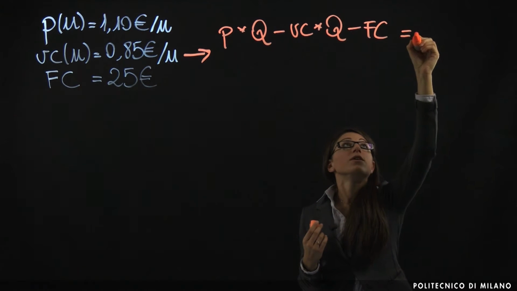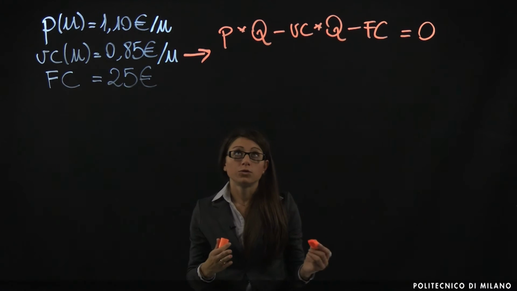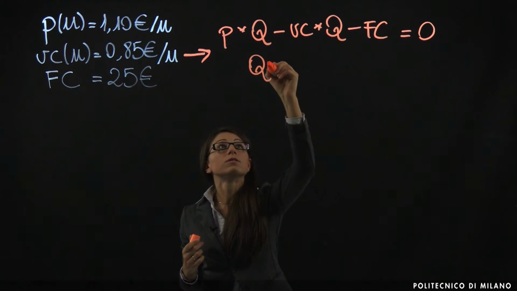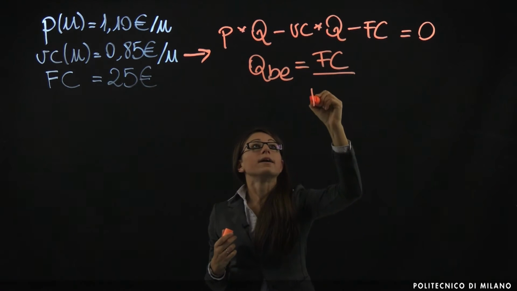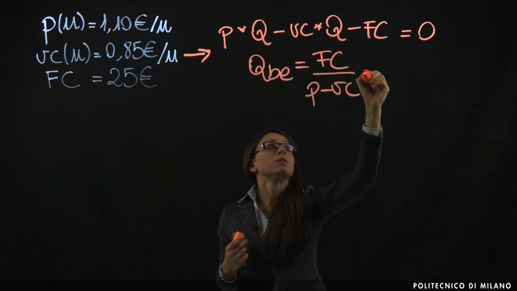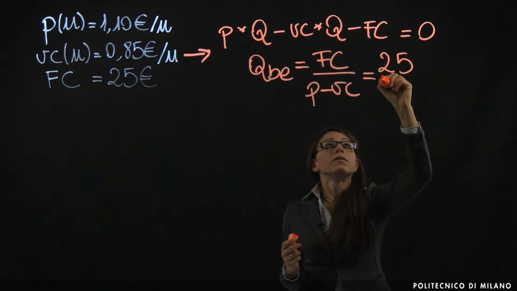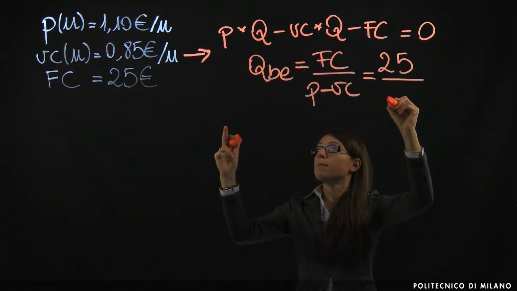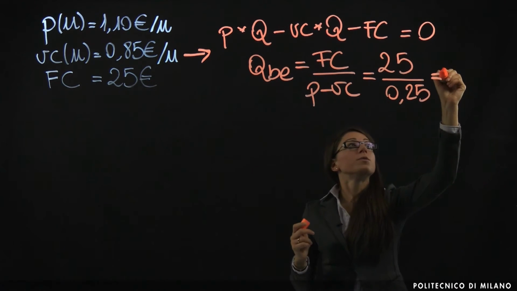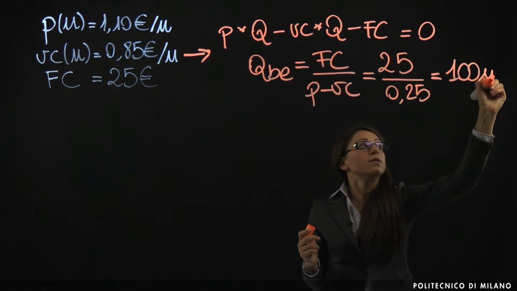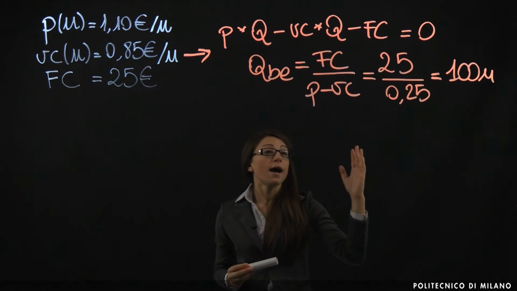If we set this equation equal to 0, and then isolate Q, we can identify the quantity to break even. So the quantity to break even equals the fixed cost divided by the price minus the variable costs. If we look at our data, we have 25 divided by 1.10 minus 0.85, so 0.25 euros. So the quantity to break even is 100 units. This means that if the company wants to cover the costs, it should produce and sell 100 units.